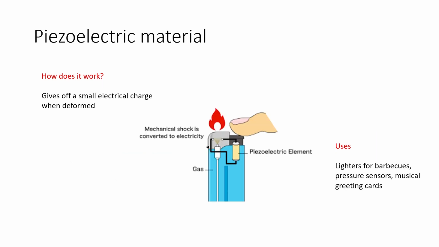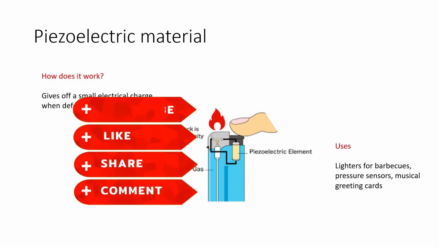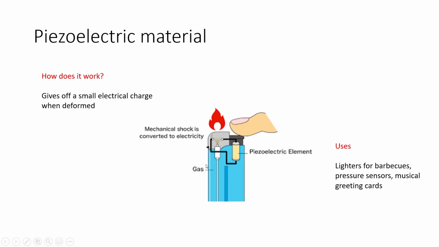And then piezoelectric material. This gives off a small electrical charge when you press it or deform it. It's used a lot in lighters, pressure sensors, and musical greeting cards, so when you open a card up and it starts singing. Also in piano mat keyboards. More sensibly, you could have pavements or roads with piezoelectric material on them. As cars and people walk past, it stores up electricity that can then power, say, the street lights or whatever it may be.